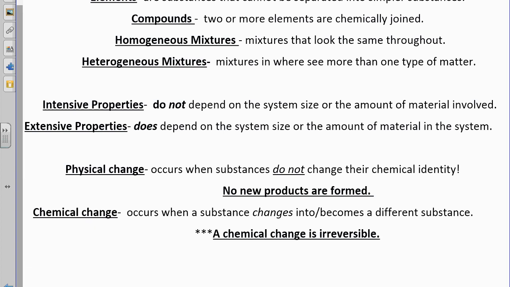The last thing that we talked about were physical and chemical changes and physical and chemical properties. A physical change, nothing new is made. And a chemical change is irreversible and you have new things made. Okay? Does anybody in here have any questions on these items?